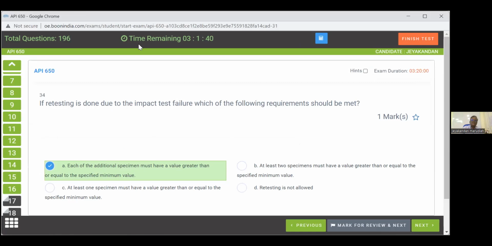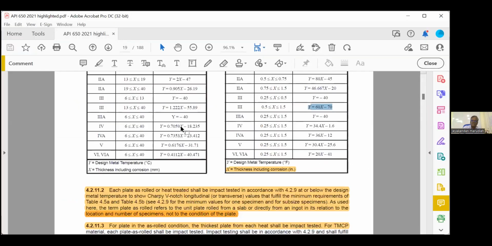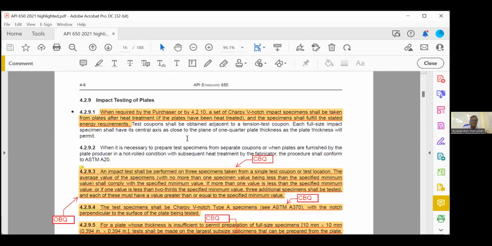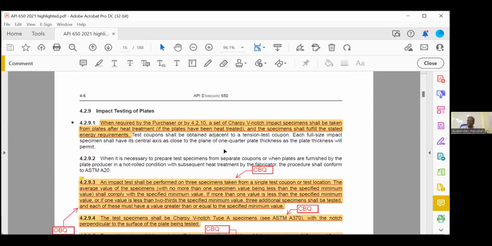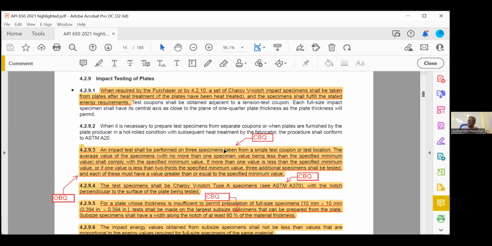So where is it given? In the same paragraph it is given. See? You can see here. Additional specimens shall be tested and each of these must have a value greater than or equal to the specified minimum value. Page number 4-6. Last line, 4293 last line. They have mentioned the minimum only, I told in class.